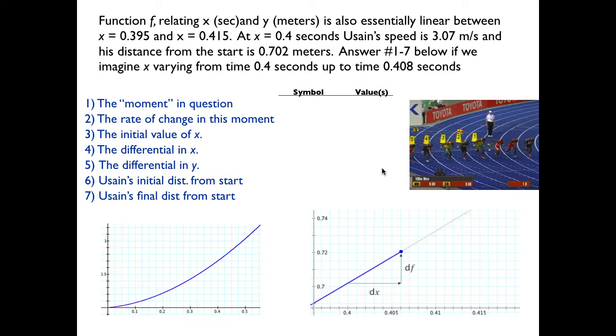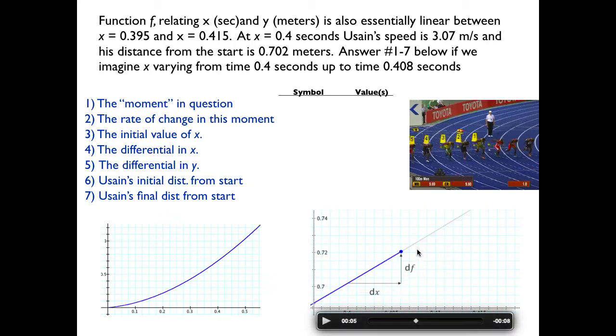But the horizontal change and the vertical change in this picture represent a small amount of time going by and the small amount of distance that he ran during that small amount of time. And if we compare the ratios of those, since the units on this df, or this vertical change in the graph, would be a small number of meters and a small amount of time in seconds, I can get meters per second for that interval.